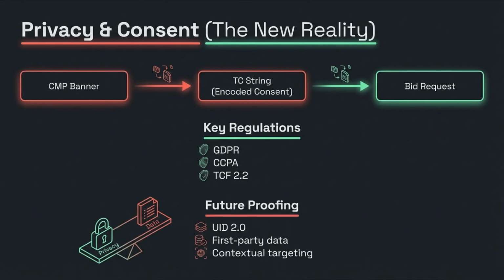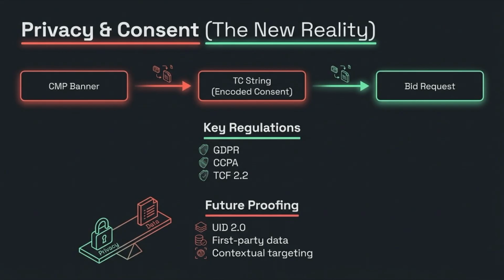And that string has to travel with the bid request. And if it's not there, or it says no, then the top DSPs won't even bid. The legal risk is too high. It's like trying to cross a border without a passport. No entry. So with cookies dying and consent being a requirement, what happens? The source calls it an identity crisis. And it is. The industry is scrambling for solutions.